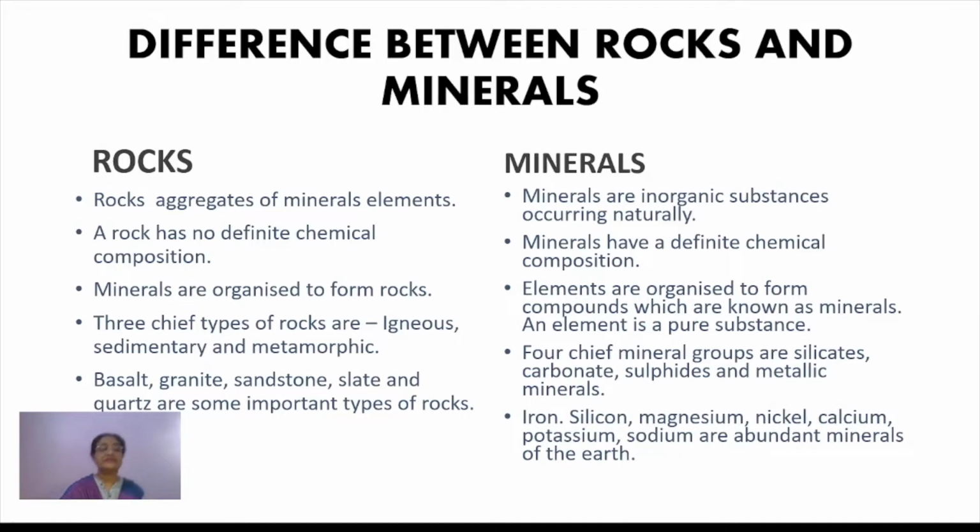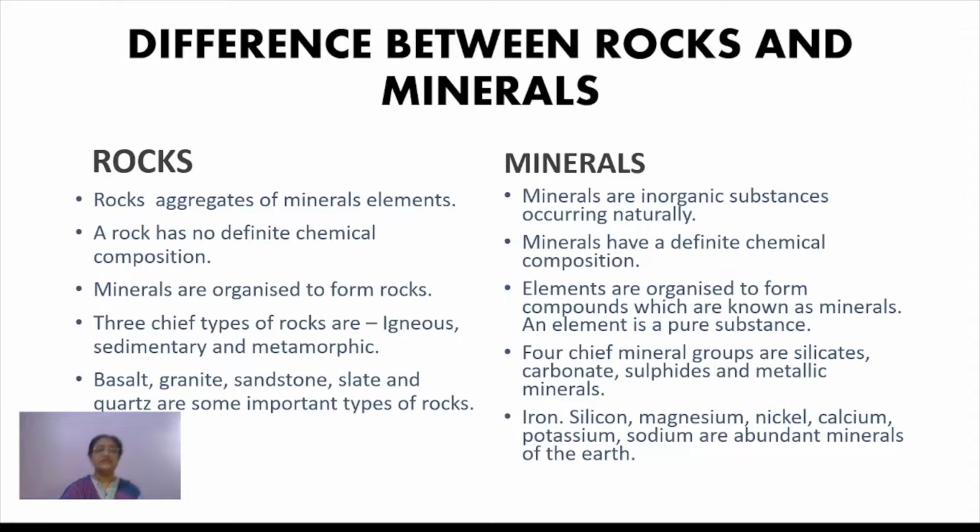So we can distinguish between rocks and minerals. What are the basic differences between the two? On one side, rocks are the aggregates of mineral elements. They are made up of several minerals altogether. Whereas on the other side, minerals are inorganic substances occurring naturally. This is the first point. The second point is that a rock has no definite chemical composition. Again, a very important point of difference between the two.